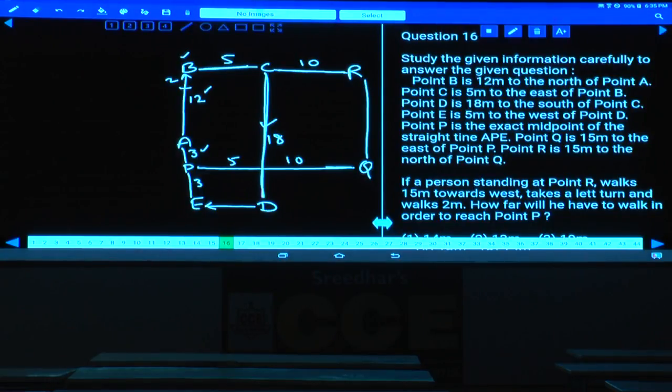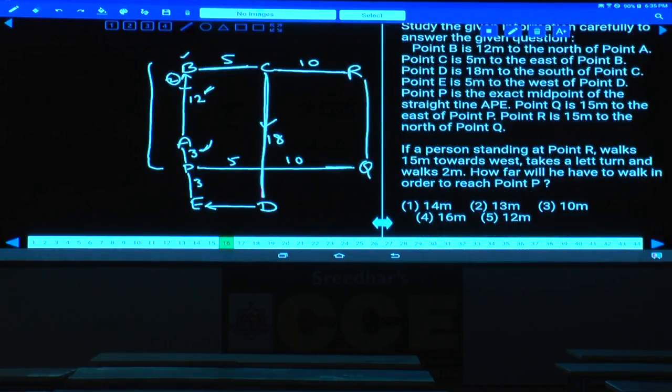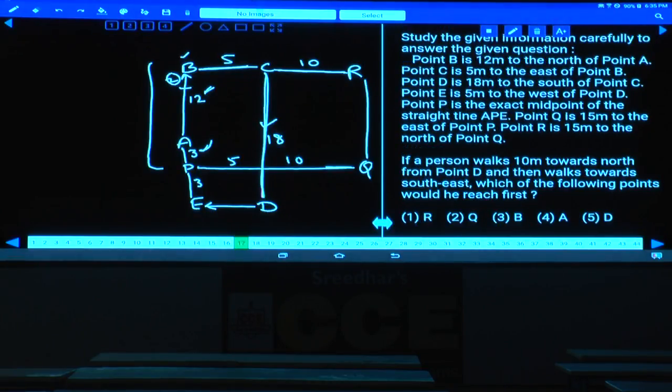Now what is the distance between P and B? P and B is 15 meters, 3 plus 12, 15. Out of which this person already covered 2 meters. Hence what else is left over here? 13 meters. And this person has to travel 13 more meters to reach point P. Choice 2.